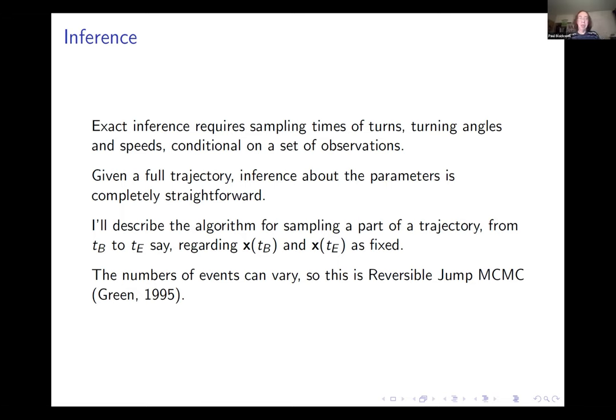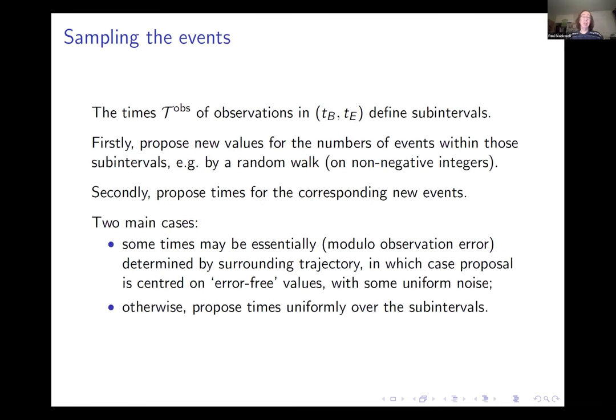And I'll talk about the key part of that when we're updating over an interval between a beginning and end time, TB and TE. So the first thing is to think about resampling the events to update the trajectory. And the way we do that is in two stages. We think of the observations within that interval as defining a set of subintervals, and we sample new values for the numbers of turns in each of those subintervals. We can do that relatively easily by doing a random walk on the integers for those counts, those numbers of events.